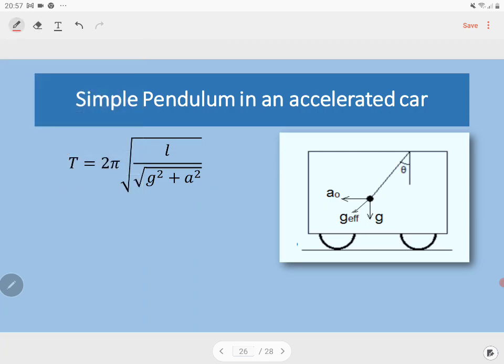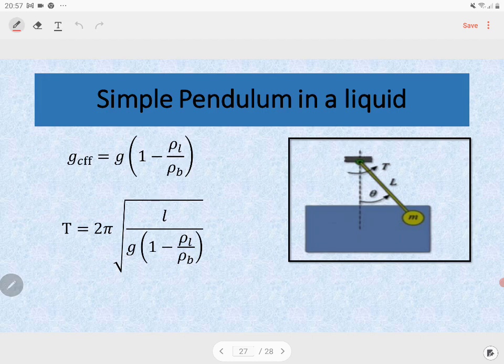So now next situation. Suppose the pendulum is suspended inside the liquid and it is made to oscillate. Now instead of taking mg, you have to take apparent weight. Mg minus force of buoyancy is apparent weight. So now mg effective is equal to mg minus force of buoyancy. This is apparent weight. That is, force of buoyancy is volume of the solid submerged into density of the liquid into g.